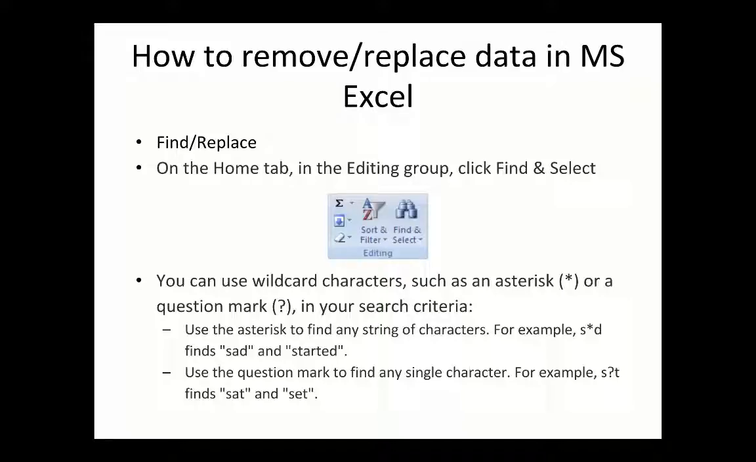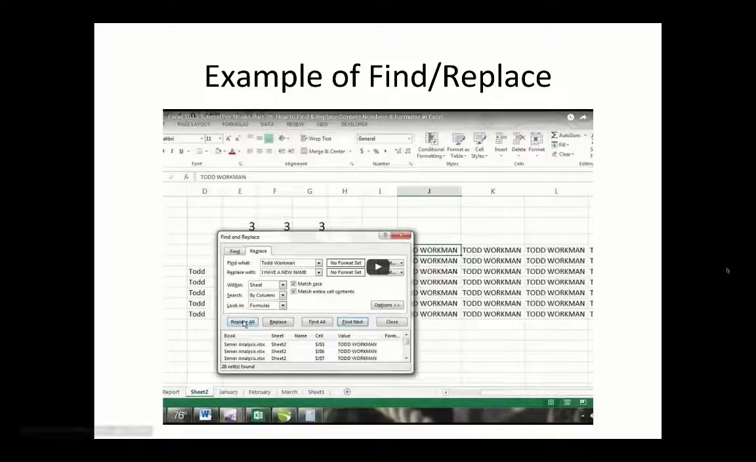In your search criteria, use the asterisk to find any string or character. For example, S*D finds sad and started. Use a question mark to find any single character. For example, S?T finds sat and set. Here's an example of the Find and Replace in Microsoft Excel.